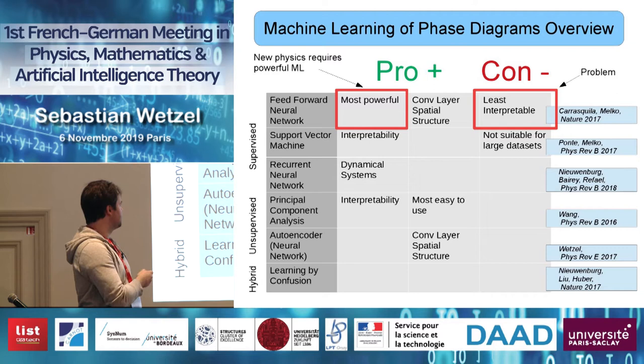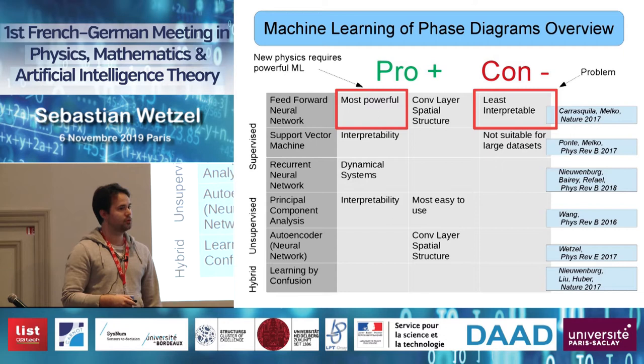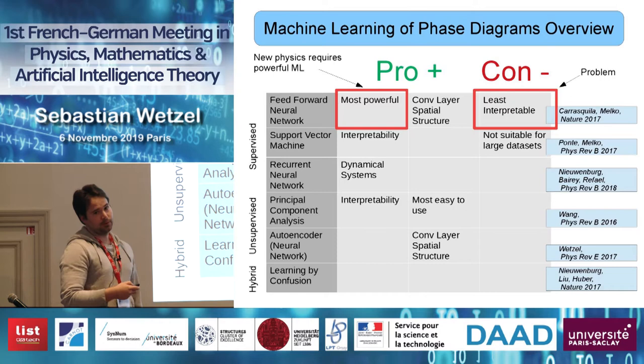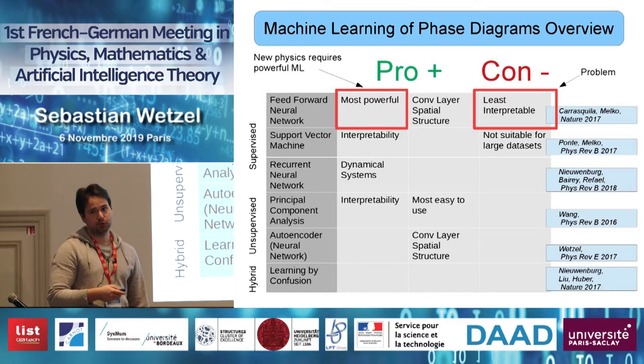The last part of the talk will be dealing with feed-forward neural networks. So I think if we come to the point where we will find new physics using these machine learning approaches, I'm very convinced that it will be achieved by standard feed-forward neural networks. However, these networks are the least interpretable, so we have no clue what they do, and that is why the last part of the talk is focused on interpreting feed-forward neural networks in the context of physical phase transitions.